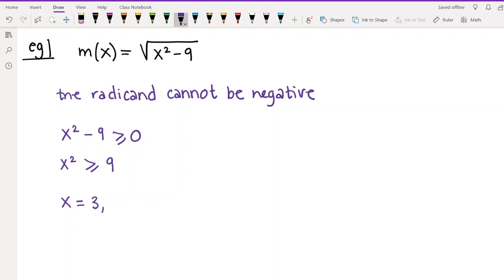2 would not work, right? If you take 2 and square it, you get 4, which is less than 9. But 4 would work because 4 squared is 16, which is greater than 9. 5 would work because 5 squared is 25, which is greater than 9. 6 would work, and so on. So basically, any number that is bigger than 3 is going to work.